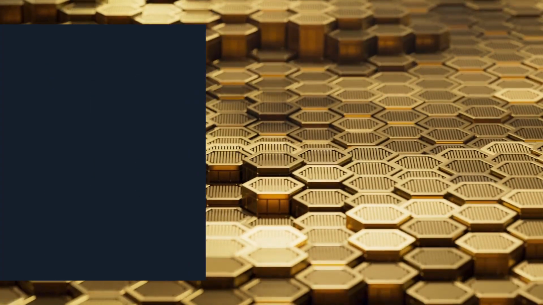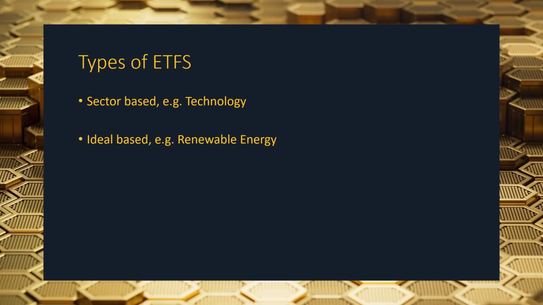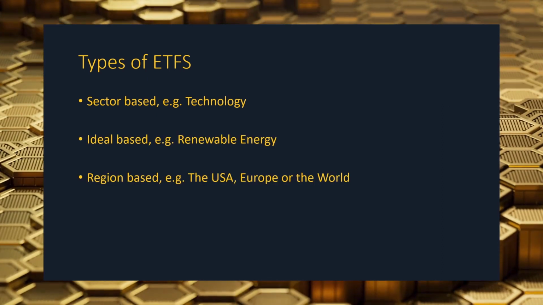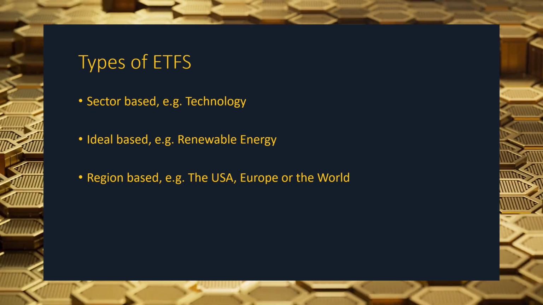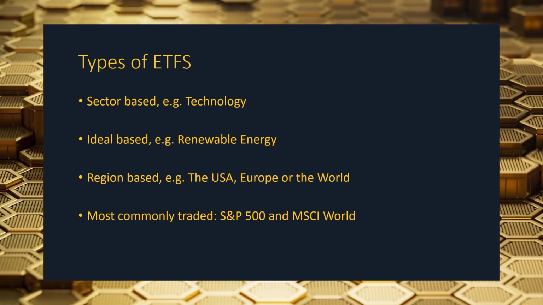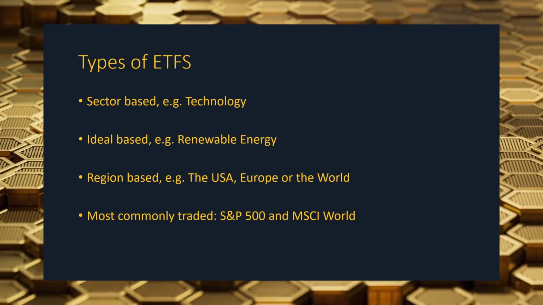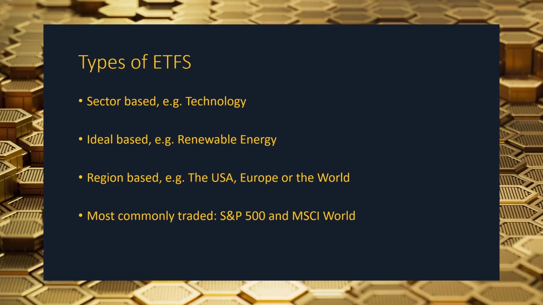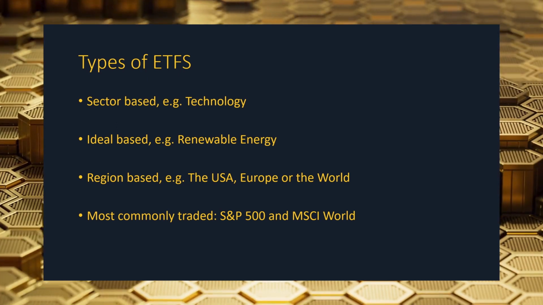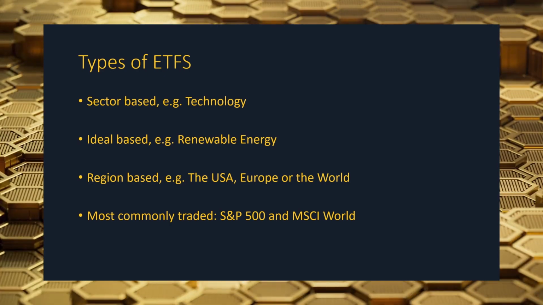There are a lot of different types of ETFs. Some are based on a sector, like technology. Some are based on an ideal, like renewable energy. And some are based on a region, like the USA, Europe, or the whole world. The two most commonly traded ETFs are region-based and are the S&P 500 and the MSCI World. The S&P 500 represents the 500 biggest companies publicly traded in the USA, and the MSCI World takes the big companies of 23 developed markets.